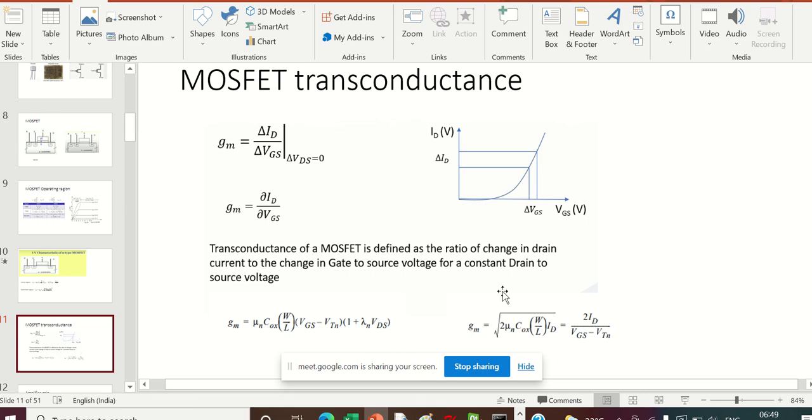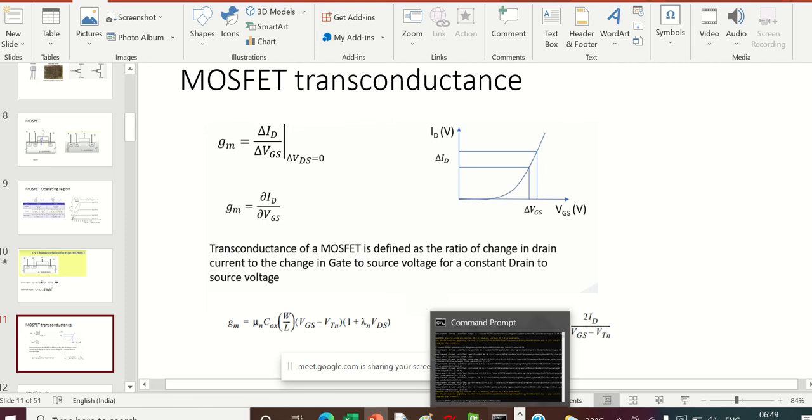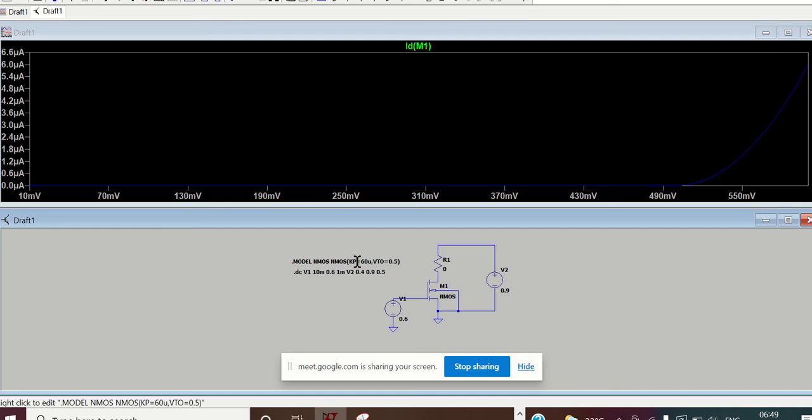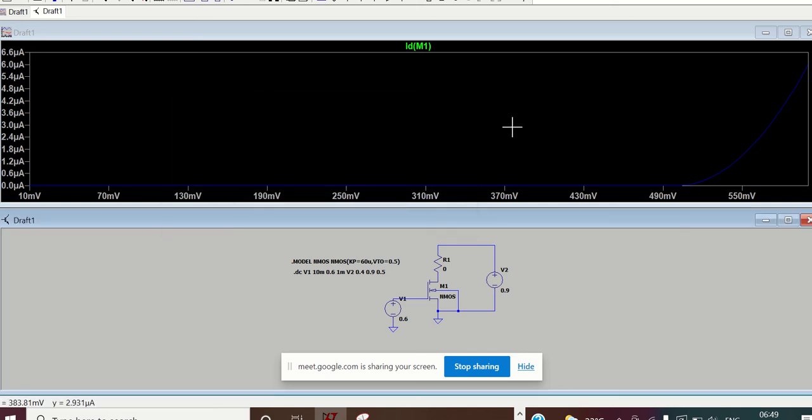So if I have to do this, I have to add lambda here. Okay, fine. This is okay. Now, I will explain this. There is something called channel length modulation. We should know that to understand this further. I will explain it slowly.